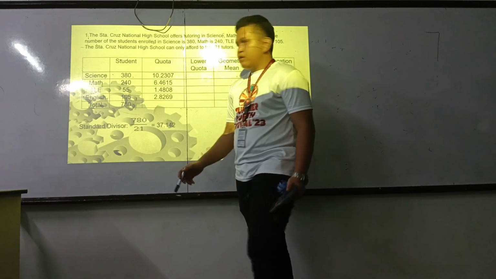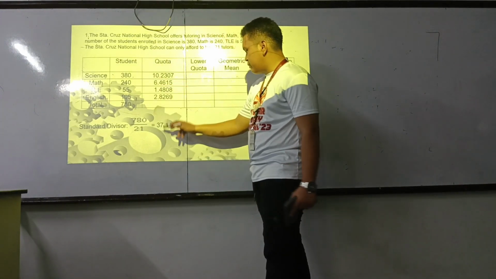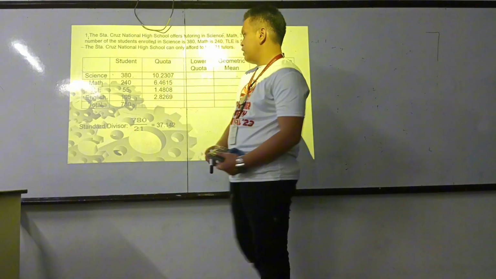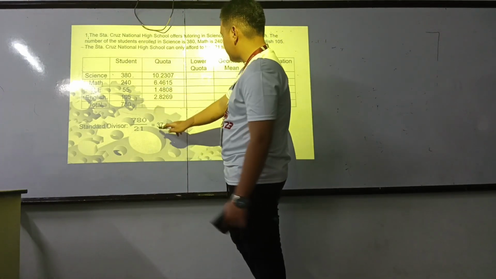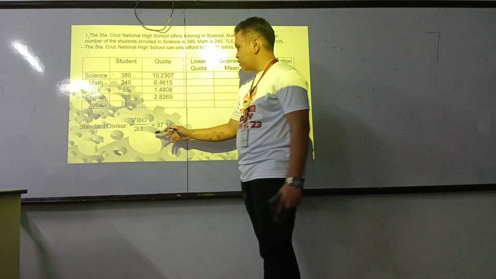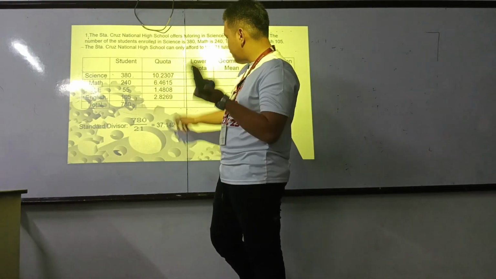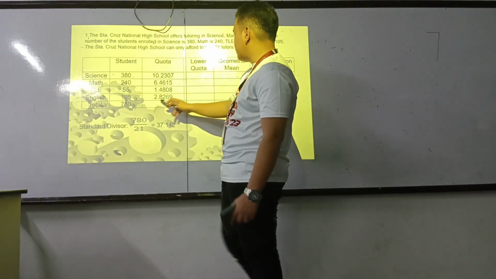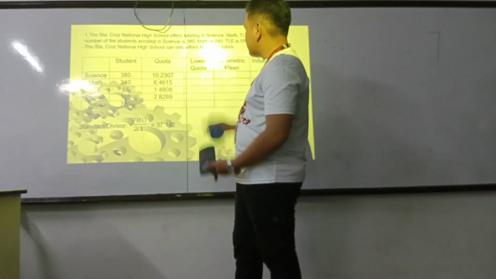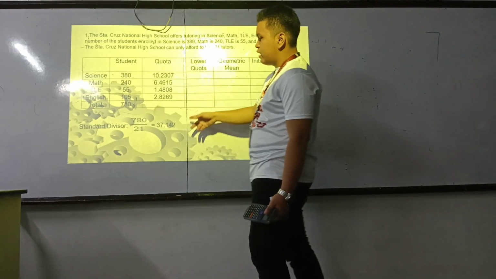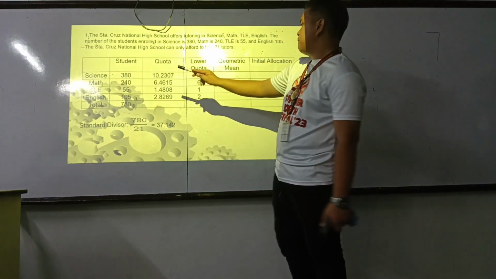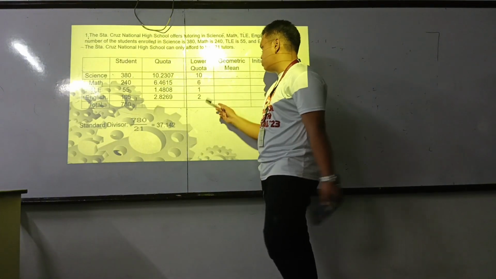10.2307. And 240 divided by 37.142 is 6.4615. And 55 divided by 37.142 is 1.4808. And 105 divided by 37.142 is 2.8269. Find our lower quota. So our lower quota for science is 10, math is 6, PE is 1, English is 2.